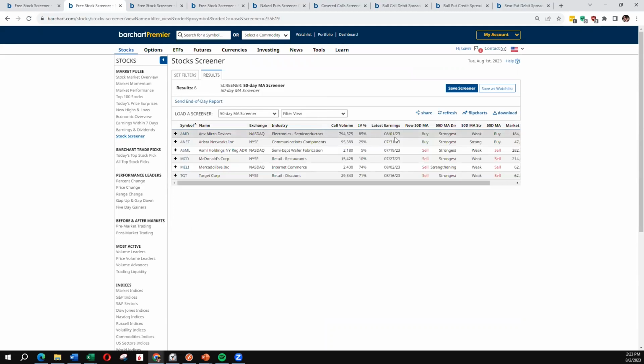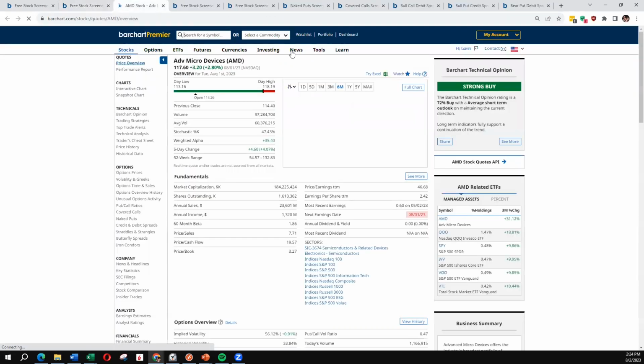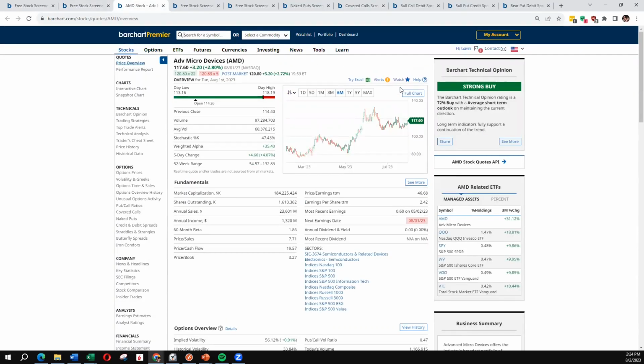So we can see their IV percentile. We've got our earnings date, whether it made a buy signal on both of these. So what I would do here is I would right click on the ticker, go into a new tab, and come and look at the chart.